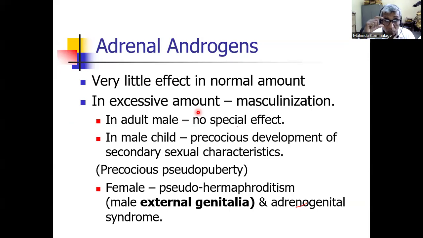What happens in the male? If there is an increase in adrenal androgen in an adult male, no problem again, because anyway we have excess androgen from the testis. But in male children, not adults, how about, let's say, a male child of age 5? What do you think about the testicular androgen production of this child?